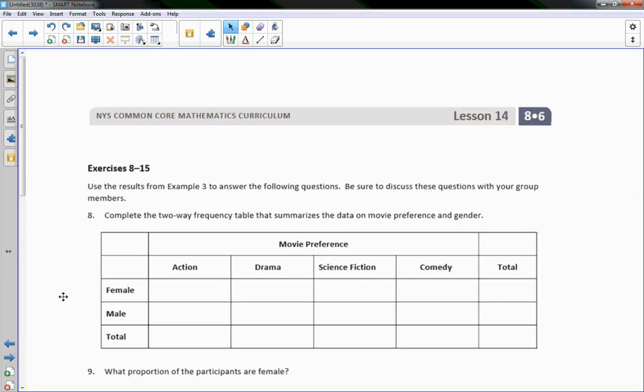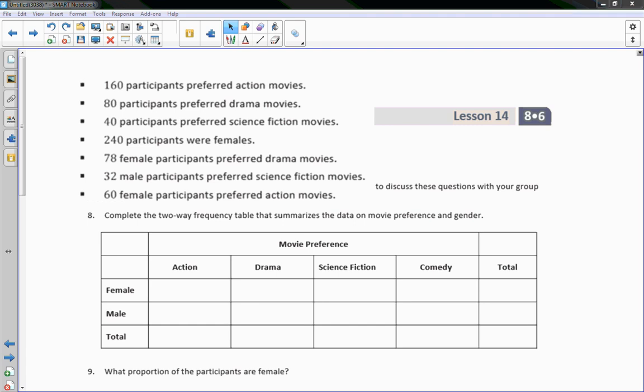Okay, now it says to use the results from example 3 to answer the following questions. Be sure to discuss these questions with your group members. Complete the two-way frequency table that summarizes the data on movie preferences and gender. Okay, so I just plopped that data right in here so I don't have to keep going back page by page. Now we fill out this information that we are given.